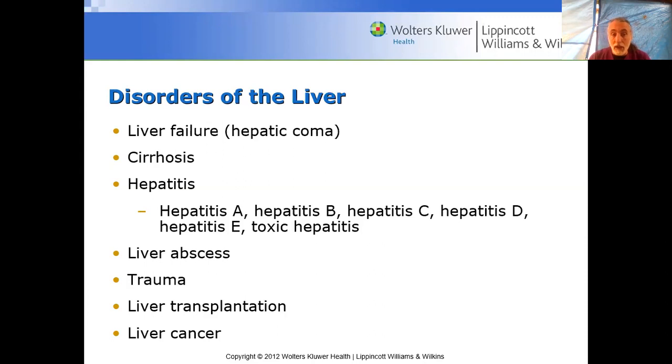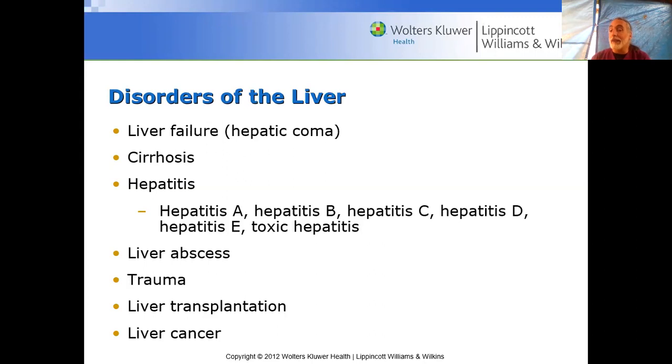cause hepatic coma. We have cirrhosis, so we have the hardening of the liver, maybe due to alcohol or drug abuse, medication use, maybe due to other conditions, toxins and or genetics. Hepatitis, inflammation of the liver.